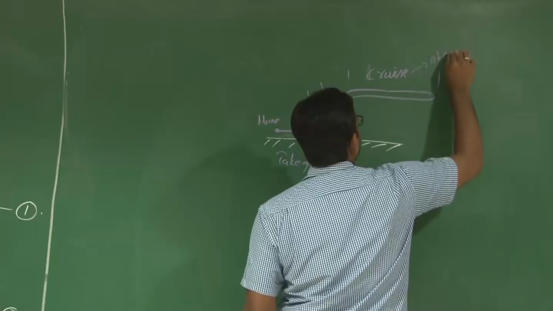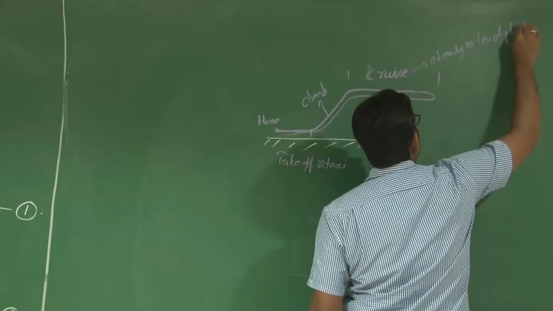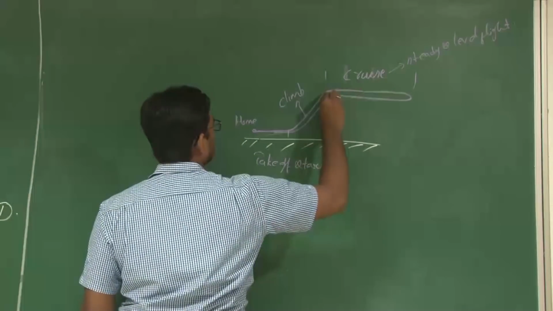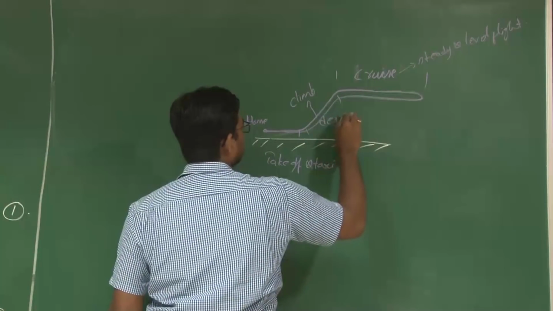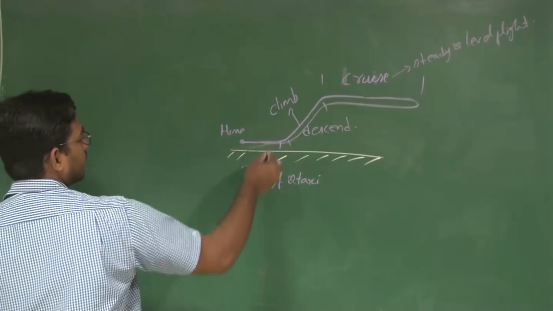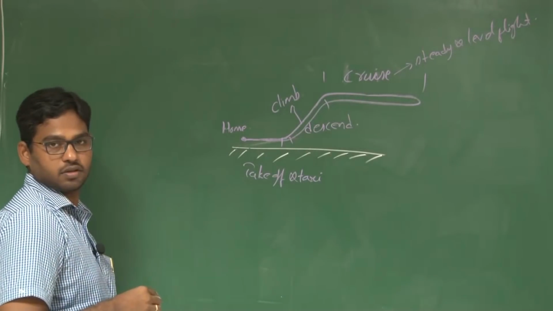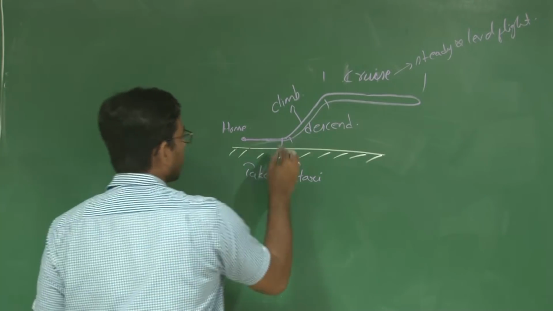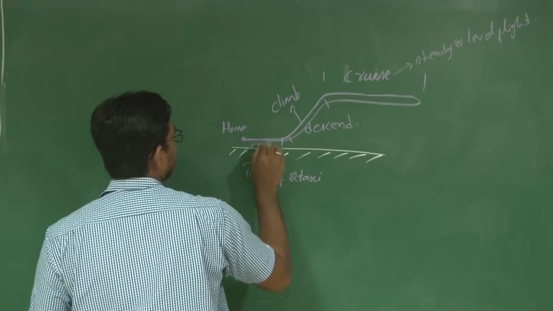a steady and level flight, right? And then it will come back to the approach point and then start approaching the home by descending to the ground, by descending to the required altitude, and then it will take an approach, descent and landing.